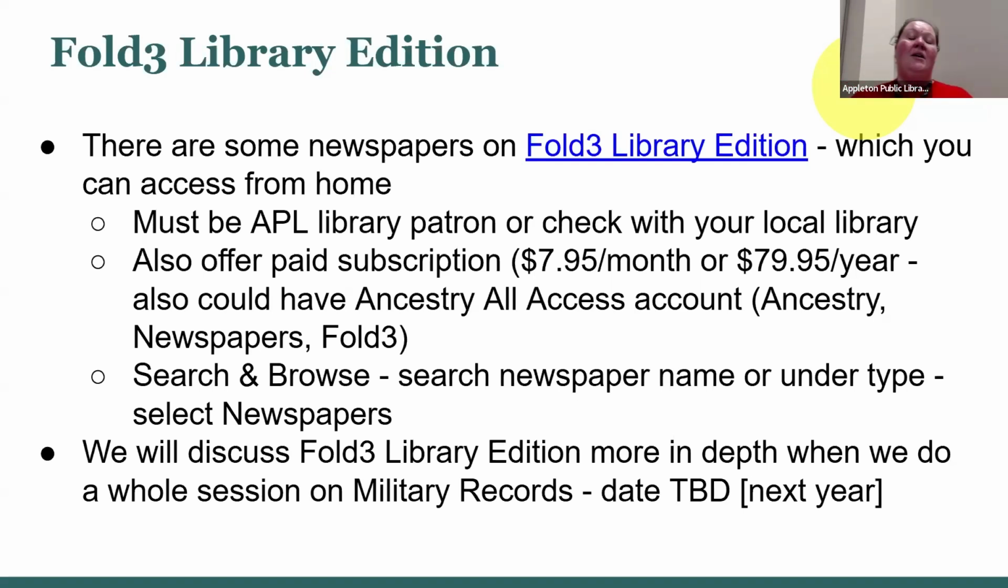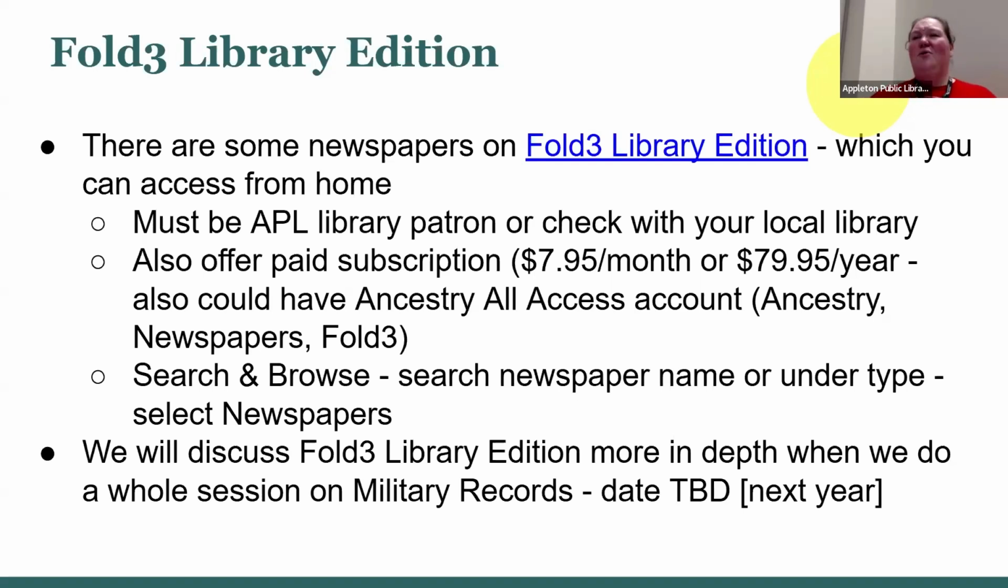They do, just like the other sites, have a paid version, ranges from $7.95 a month to almost $80 a year. And they also have that all access account through Ancestry where you could have Ancestry, newspapers, and Fold 3 for one large price. But you can search and browse in here, so you can search under that newspaper name or under type, you can select newspapers and see all the databases that they have related to newspapers in Fold 3.